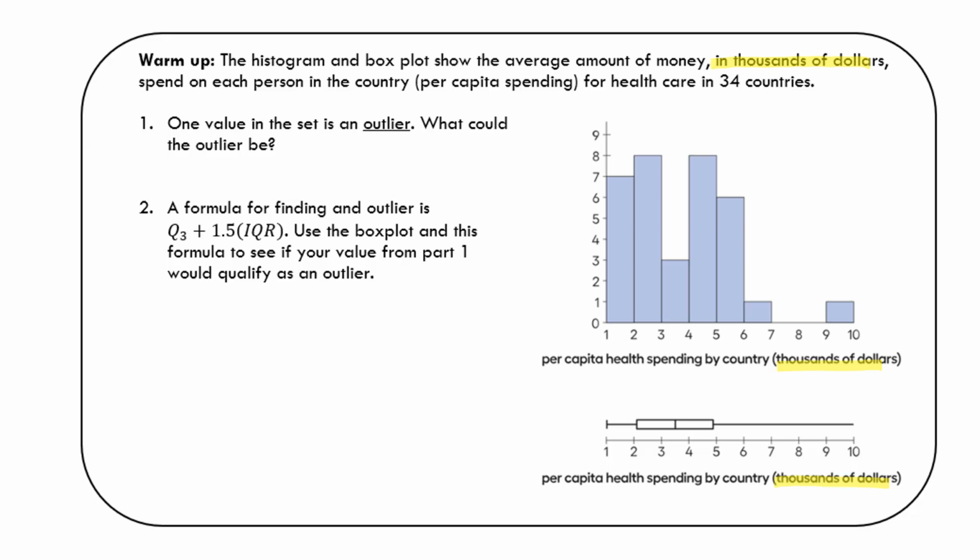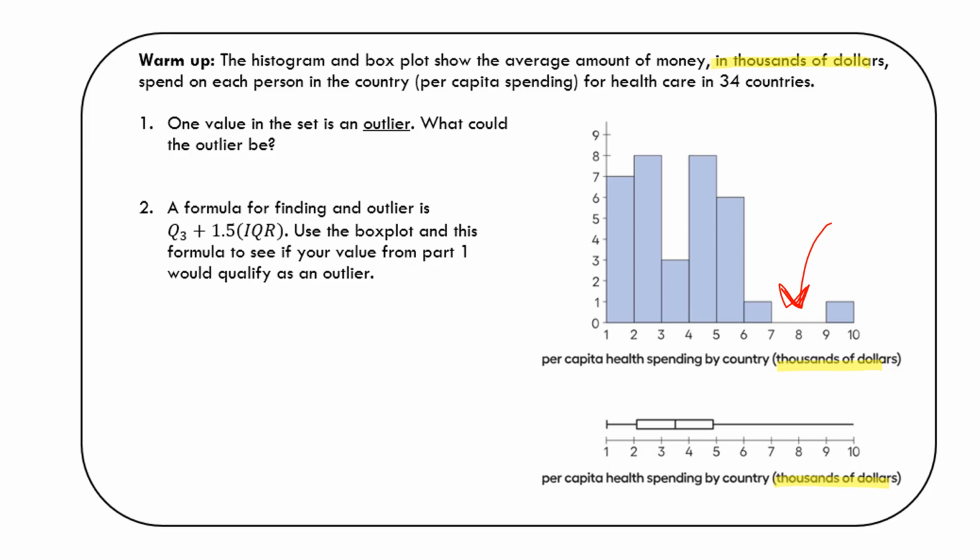One value in the set is an outlier. What could the outlier be? When you are looking at the histogram and the box plot, it's actually hard to determine the outlier visually from the box plot. However, it's a lot easier to determine if there's an outlier from a histogram, because I notice I have a big gap here between 7, 8, and 9. And that really big gap there tells me that the data is really spread out.